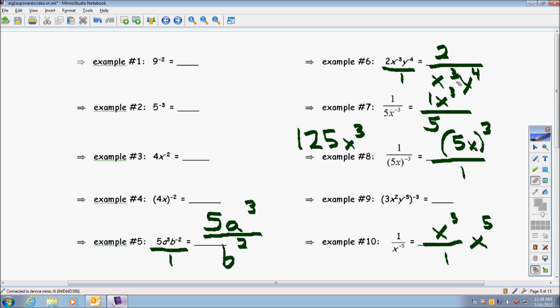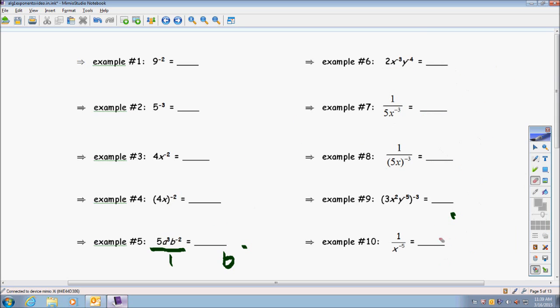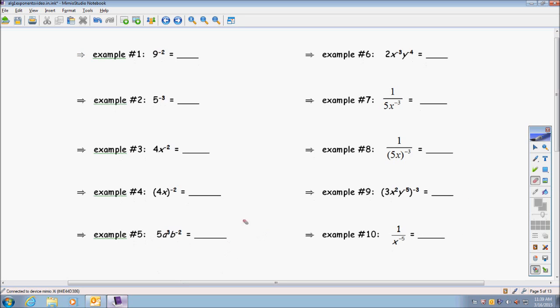Okay, example 9. Real quick, example 9 is really not that much more hard. It just takes a little bit more room. So let's do it. Everything is to the power of negative 3. So we can actually, here's our fraction bar, and we're going to write it as 3 to the negative 3, x to the negative 6.